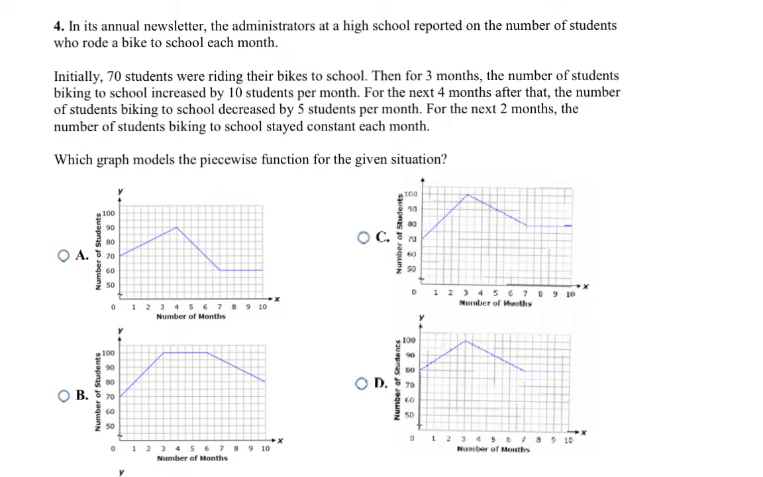So we need to break down the different pieces that they give us in the problem to help us see which graph matches. So the first piece of information it gives us is that initially 70 students were riding their bikes to school. So initially means the start of. So that means we're looking for a graph that starts at 70.